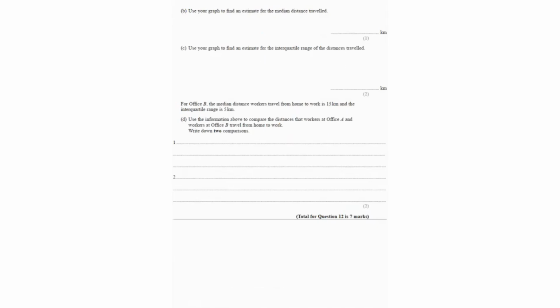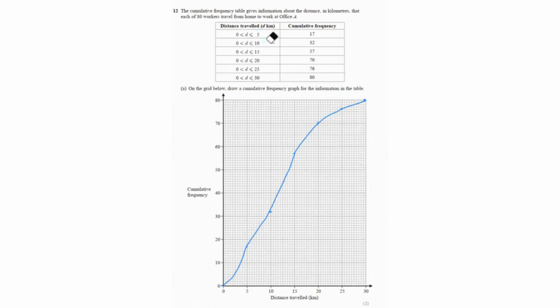Then it says use your graph to find an estimate for the median distance traveled, and then you have to find the interquartile range. So for the median distance, we know we divide the total number of workers by 2. So 80 divided by 2, which is 40. We draw a line from 40 towards the graph and see what the corresponding x value is coming out to be, which in this case is going to be 11.5. So for us, it's going to be 11.5 kilometers.